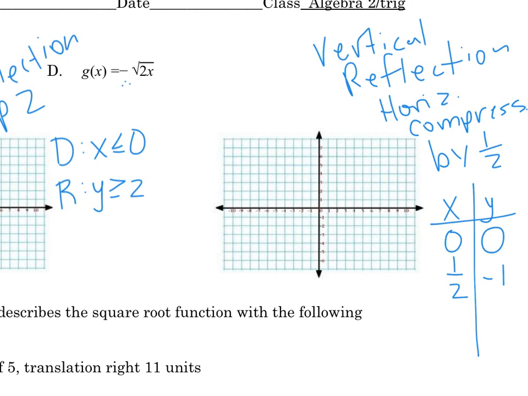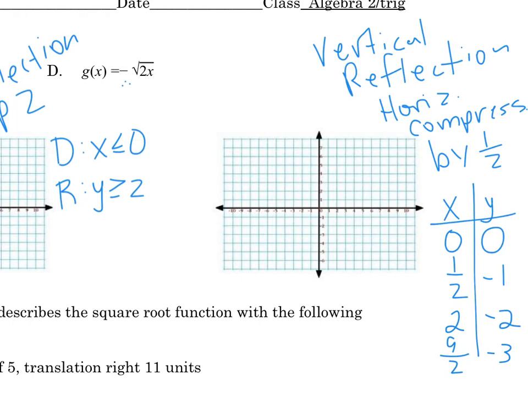My next x value, I'm thinking 0, 1, 4, 9. I'm trying to create 4 inside the radical. So 2 times what is 4? Well, 2 times 2 is 4. When I plug in 2 for x, I get the square root of 4, which is 2, and then make it negative, I get negative 2. Finally, I want 9 as my next input, so I'm going to plug in 9/2 as my x value. It's 4.5, and as a result, I will get negative 3.